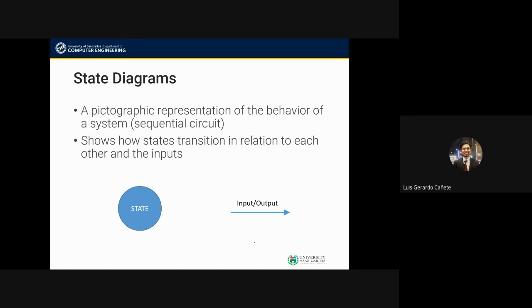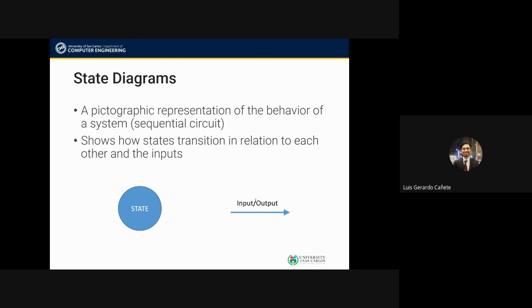To define that, we always have a state, and then we have the transitions, and the transitions are represented by arrows. To define how the transitions happen, we write down the value of the inputs, and the value of the outputs when we make those transitions, okay?